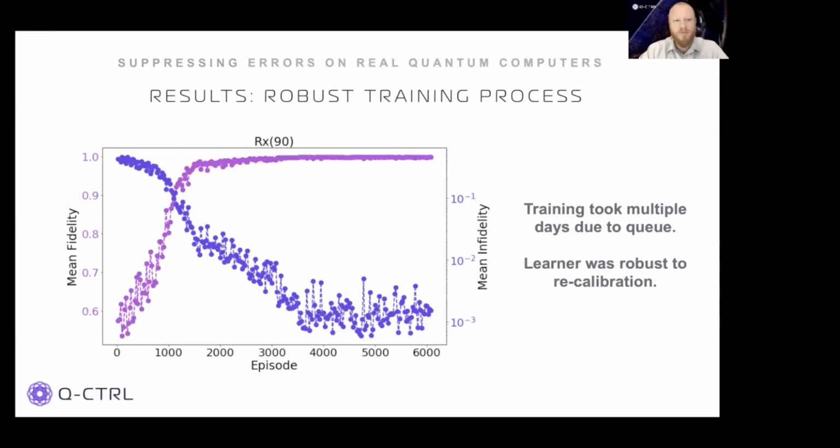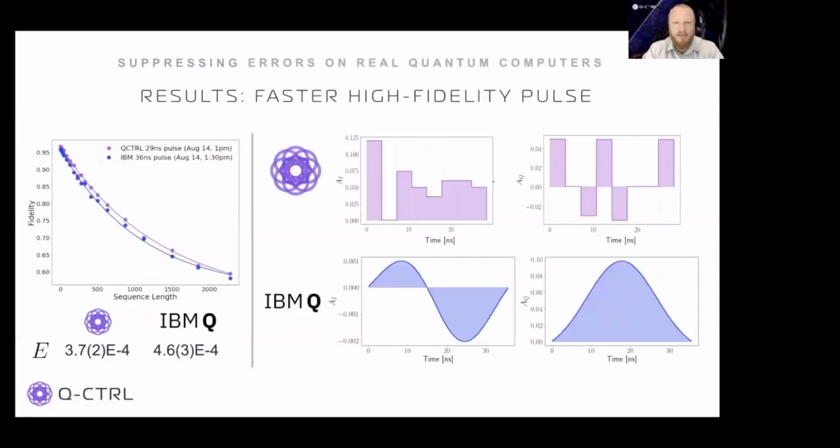We can see the learner converges to a plateau just above 10 to the minus 4 after around 4,000 episodes. It's important to note that this training data was taken over days. The learning algorithm remains remarkably robust, converging to a good solution even with the recalibrations that are performed at the end of each day. At the end of this run, the best pulse was selected from the 25 in the last batch. At the end of the training process, a complete randomized benchmarking characterization was performed for Q-Control's pulse and IBM's default pulse.